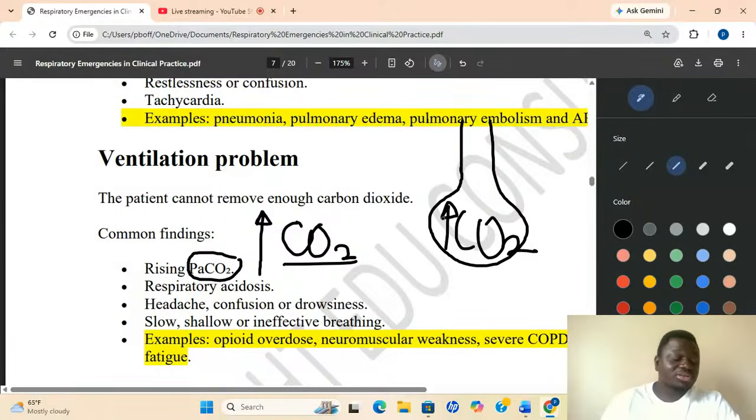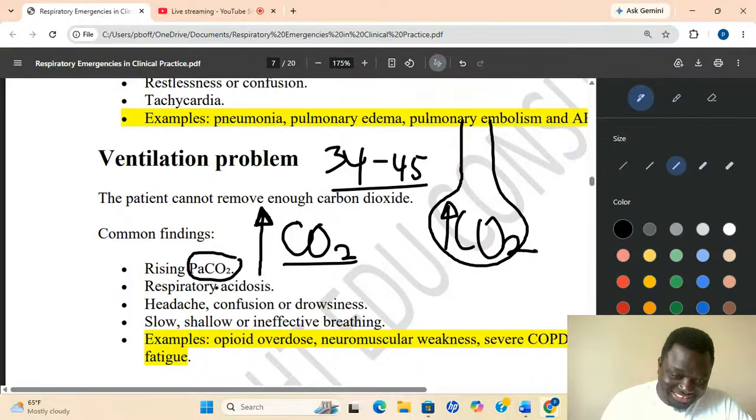What is the normal carbon dioxide level? Shoot your answers to the chat box. Every normal human being, normal CO2 levels. Good. So 35 to 45.